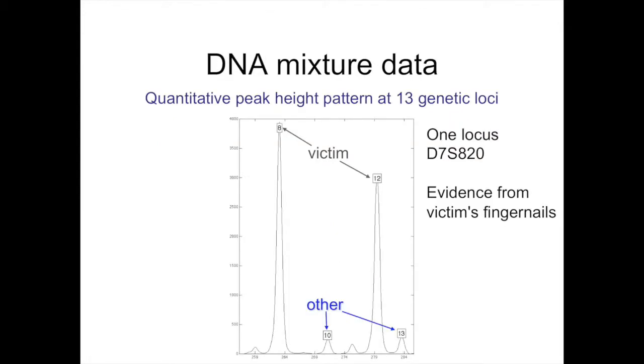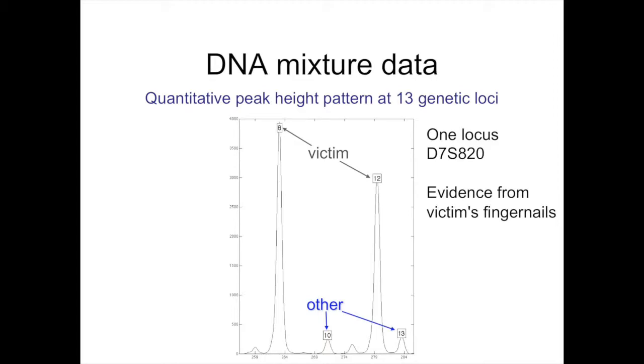And the result is data that no longer looks like one or two simple peaks that's easy to decipher. Instead, there's quantitative data in a pattern. In this case, we see 2 tall peaks, 2 shorter peaks. There's some other artifact peaks that come from the experiment. And patterns like this are generated at 13 genetic loci. In some kits, there can be 15 or 20 loci.